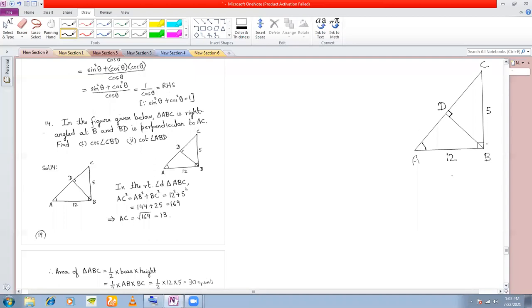And BD is perpendicular to AC. That also we can see. It is already marked. BD is perpendicular to AC. Question is, find cos of angle CBD. Cos of angle CBD. Which one is angle CBD? Let me mark it in color. This is angle CBD, right? You need to find the cos of this angle.